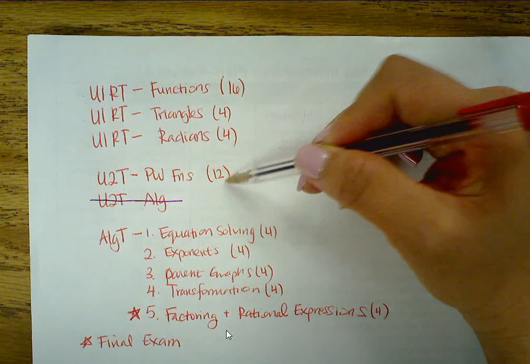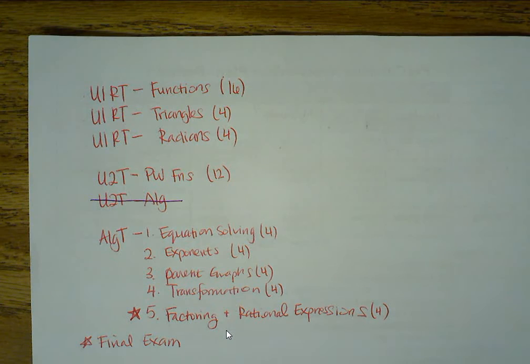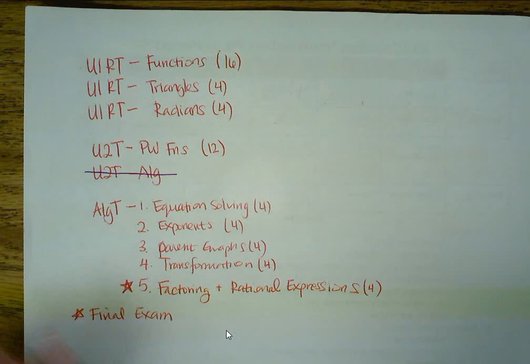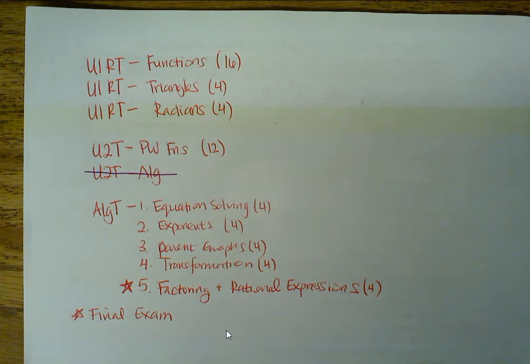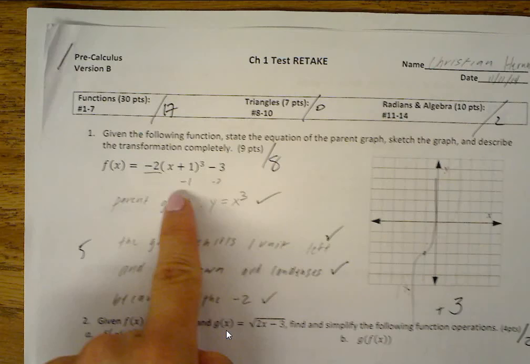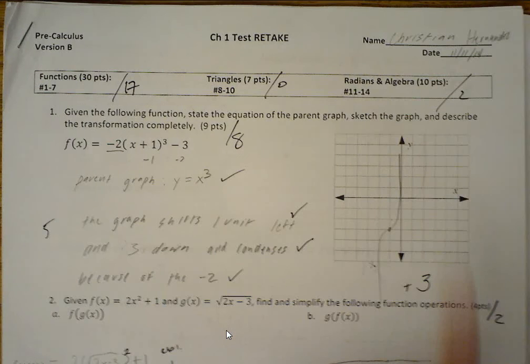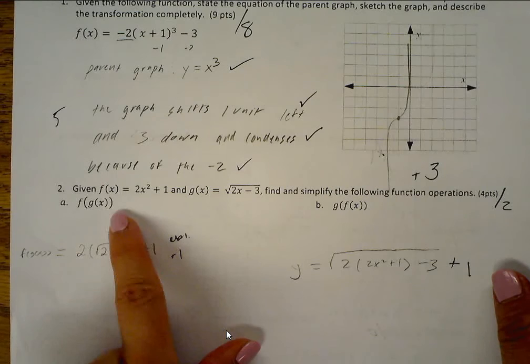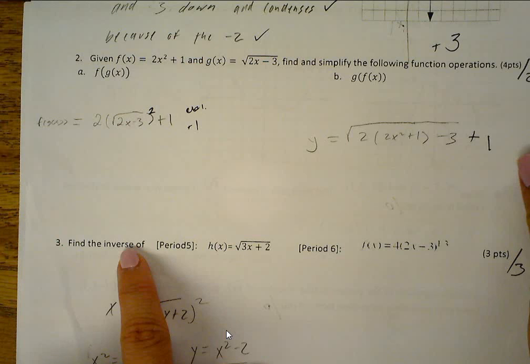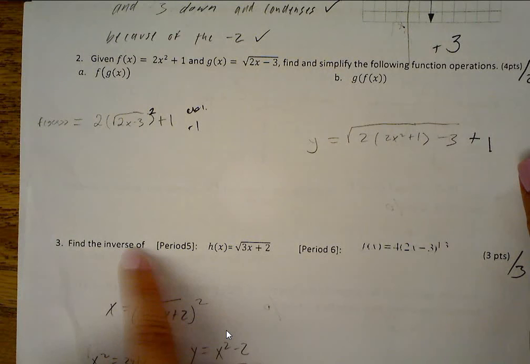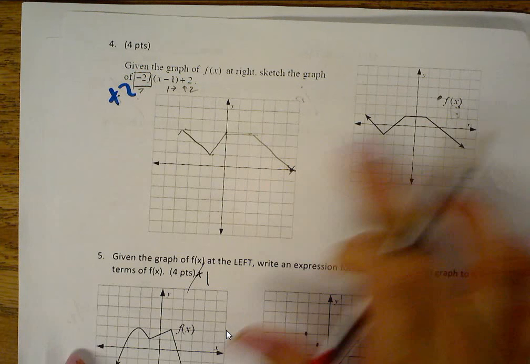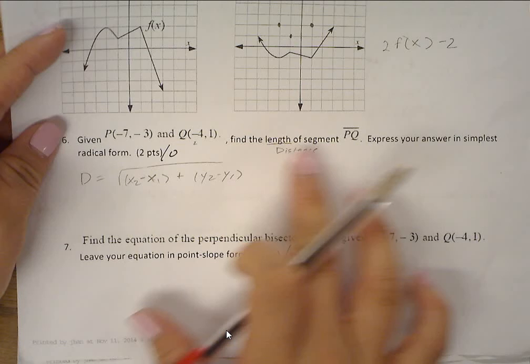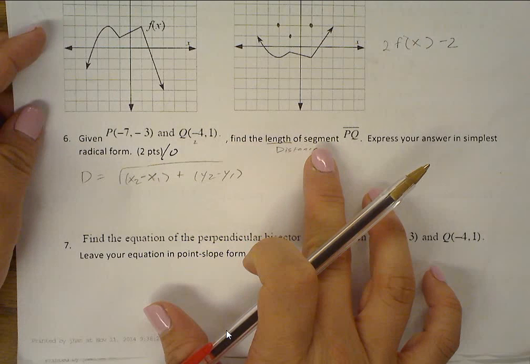Let me just quickly go through with you. When I say functions, what do I mean by functions? I mean, can you transform it and graph it? Can you do f of x and g of x, or f of g of x and g of f of x? Can you find the inverse? Can you tell me how to transform a non-parent graph? Can you tell me how the transformation worked? Do you know how to find the length of a segment, the midpoint, the distance? Do you know how to find the equation of a line in point slope form?